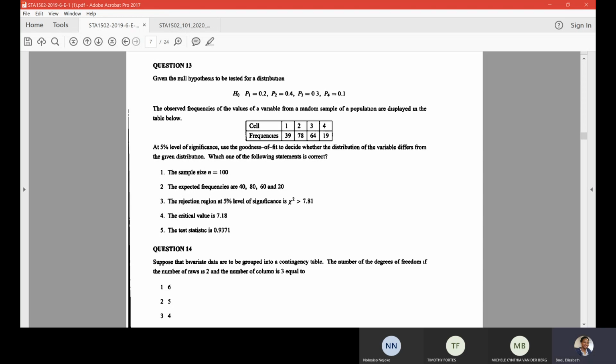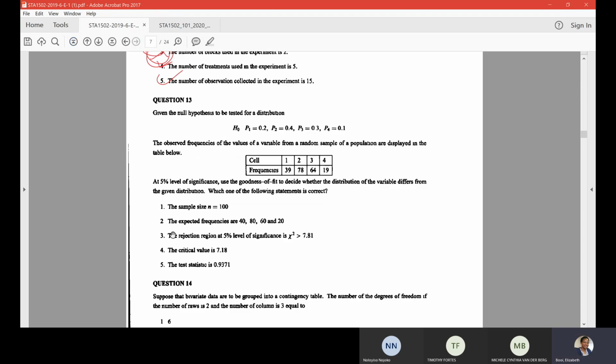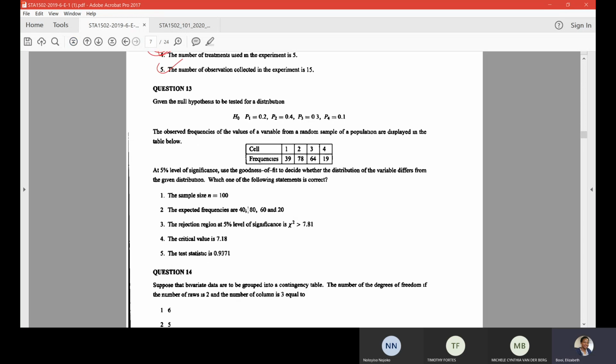Sorry, my bad, not that. So we multiply the proportion by the sample size. Our sample size is 100? We need to add all the frequencies to get the total. We need to calculate the total first. So the total is 39 plus 78 plus 64 plus 19, which gives us 200. So our total is 200.